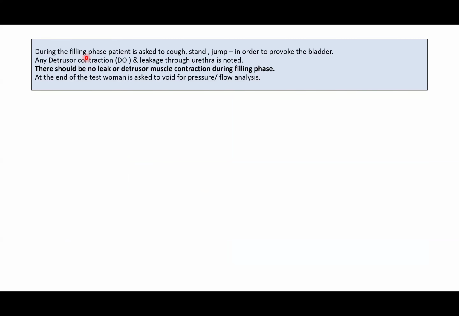Now, in the filling phase, the patient is asked to do some activities to provoke the bladder. So we will ask her to cough, stand, or jump to provoke the bladder. We have to see whether there is any detrusor contraction or leakage, because during the filling phase, there should be no leak or detrusor muscle contraction. And then at the end, we have to ask the woman to void to check for the pressure flow analysis.